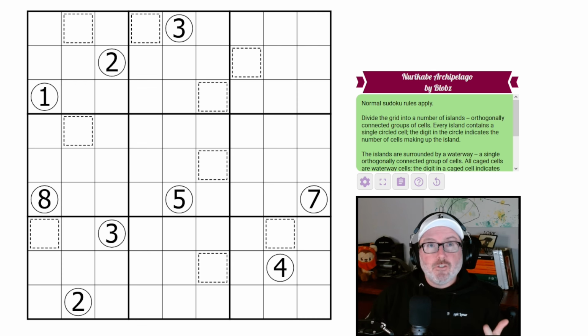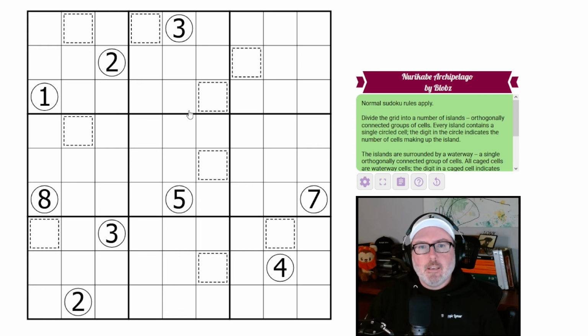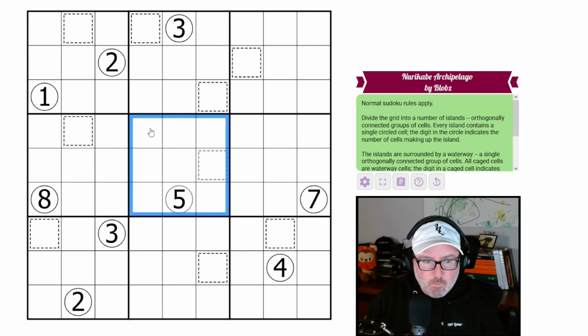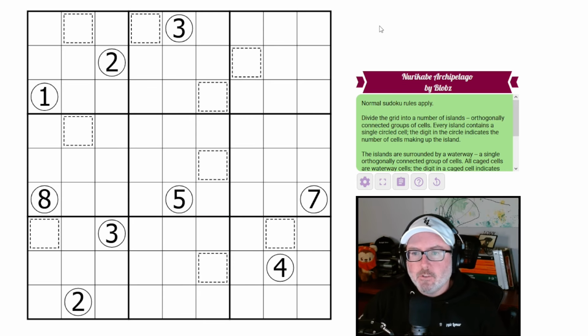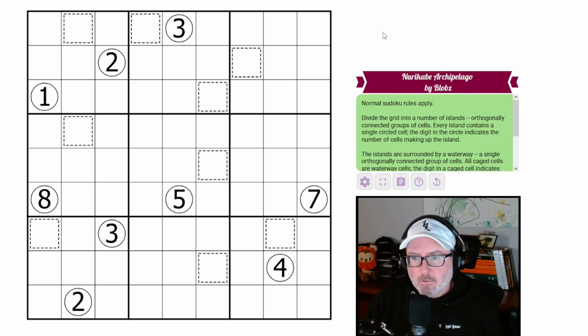Now, Nurikabe in general is essentially islands and waterways. And there are going to be certain island sizes and stuff like that. So that's the basic gist of it. But we have normal Sudoku, so every row, column, and 3x3 box will contain the digits 1 through 9 once each. We're going to divide the grid into a number of islands, orthogonally connected groups of cells. Every island contains a single circled cell. The digit in the circle indicates the number of cells making up the island.